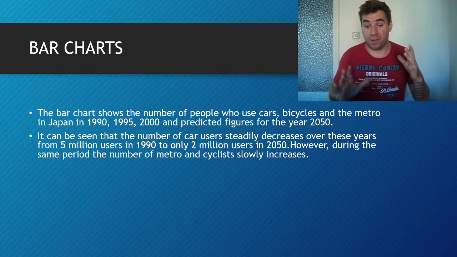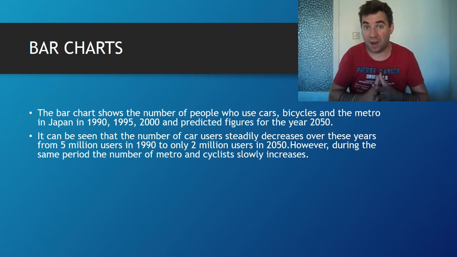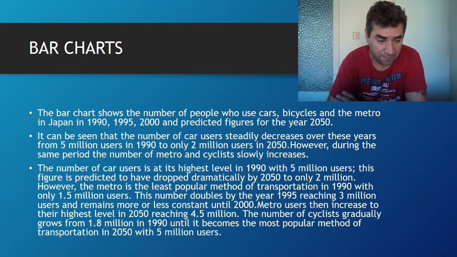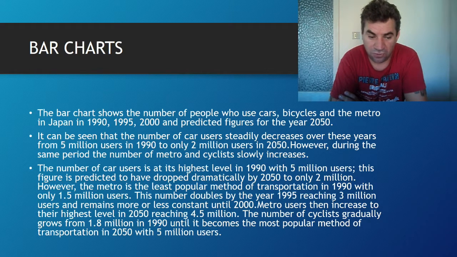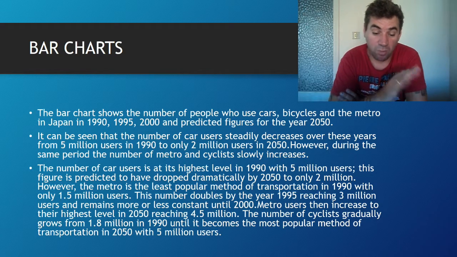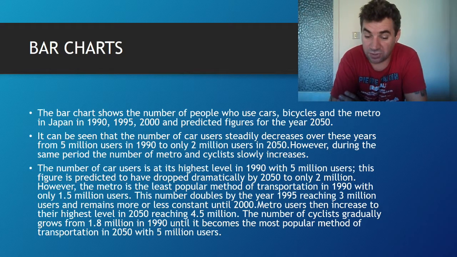And now I'm going to go on and do some real comparison. The number of car users is at its highest level in 1990 with 5 million users. This figure is predicted to have dropped dramatically by 2050 to only 2 million. Whereas the metro is the least popular method of transportation in 1990 with only 1.5 million users. This number doubles by the year 1995, reaching 3 million users, and remains more or less constant until 2000.